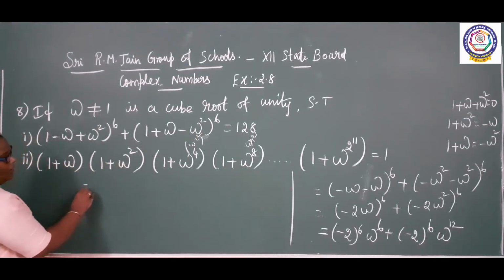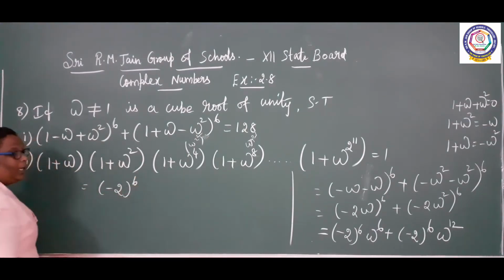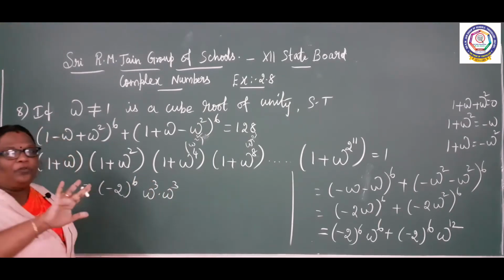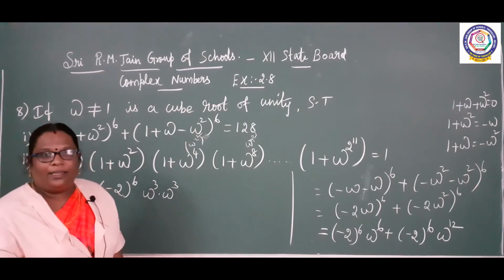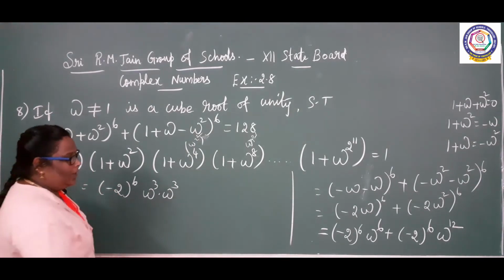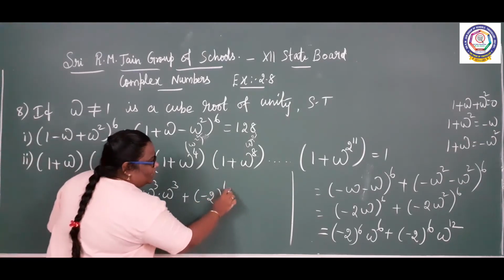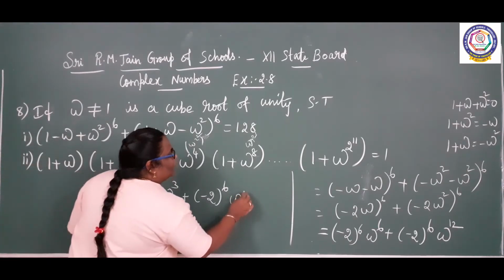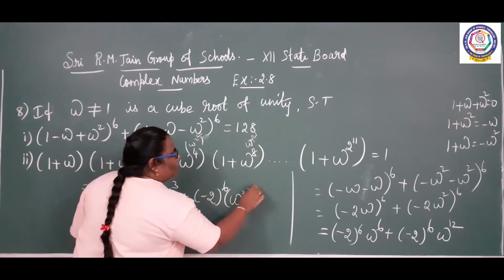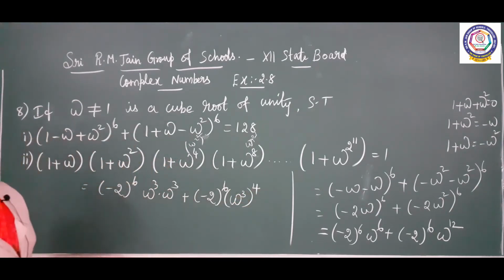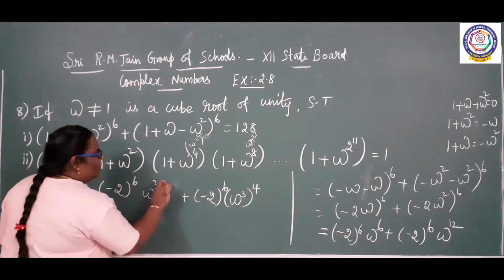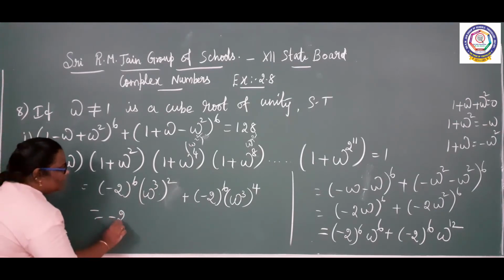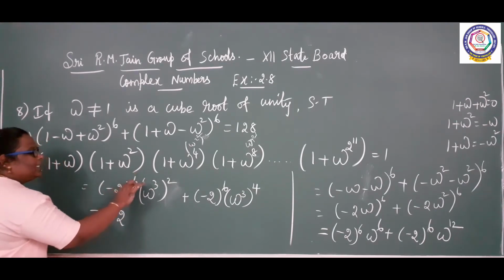Minus 2 power 6 omega power 6. Omega power 6 we can write as omega cube into omega cube. So if it is a multiple of 3, omega cube value is equal to 1. Plus minus 2 power 6 into omega power 12. This is also a multiple of 3, so you will write omega cube whole power 4, since 4 threes are 12. Otherwise you can write omega cube the whole square, 3 twos are 6. See here, minus 2 power 6. Minus becomes plus because it is an even number power.